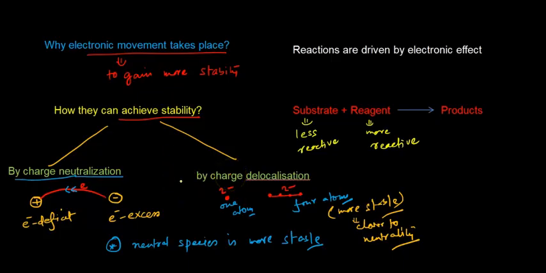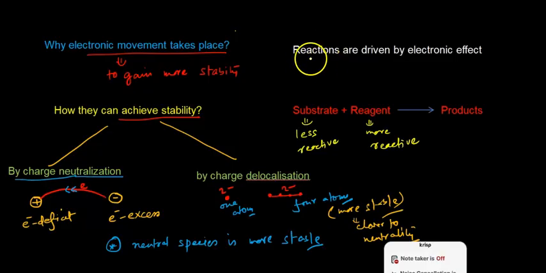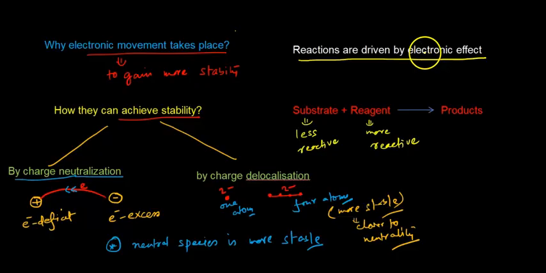So we have got two reasons: charge neutralization and charge delocalization, which can lead to the movement of electrons, by which the system can achieve stability. I hope I am pretty clear. So far what we have learned is that reactions are driven by electronic effect or electronic movement.